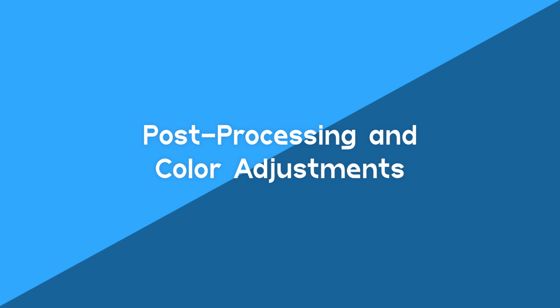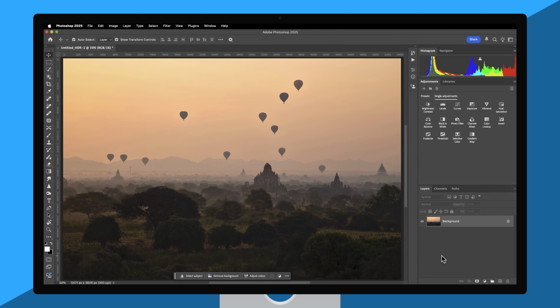Post-processing and color adjustments. So the images are now combined into one, but we're not done yet. Start by unlocking the image layer by selecting the padlock icon. Then add a hue saturation adjustment layer. And in the properties window, select the red color icon and set the saturation to -30.